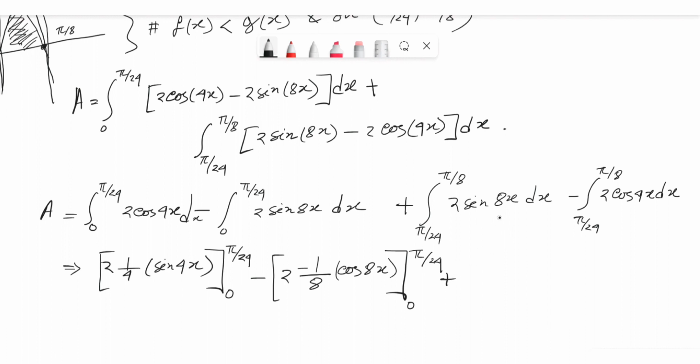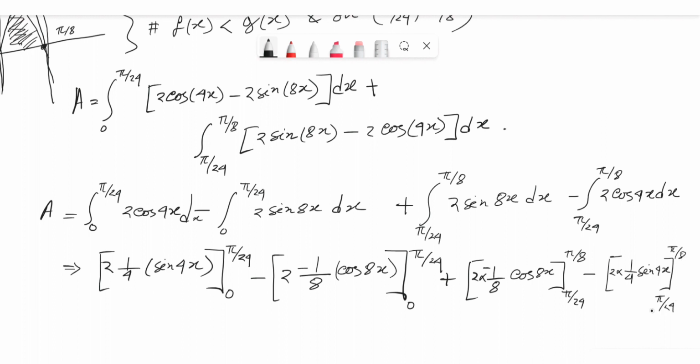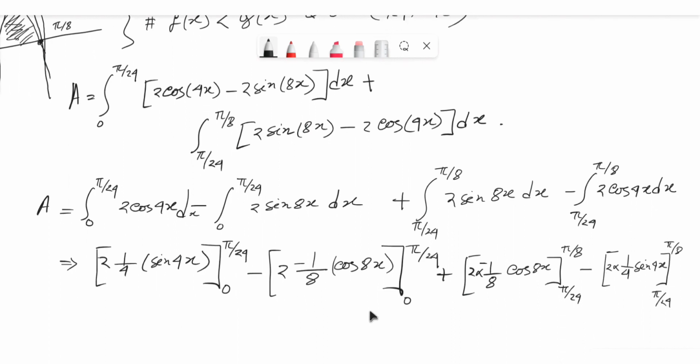Now the last part: this will be 2 into 1 by 8, as this is a sine, so from sine we get minus cos, which gives us cos 8x, enclosed with the lower limit pi by 24 and upper limit pi by 8, minus from this one we will have 2 into 1 by 4 sin 4x, enclosed with lower limit pi by 24 and upper limit pi by 8. Now we need to solve this one.